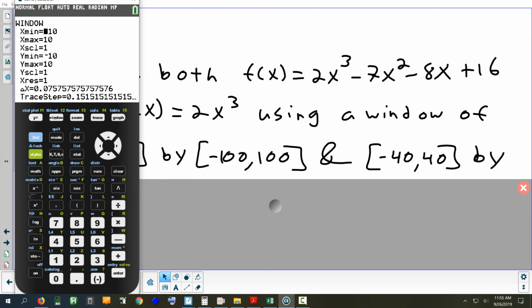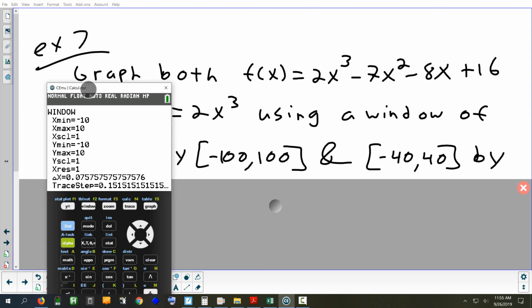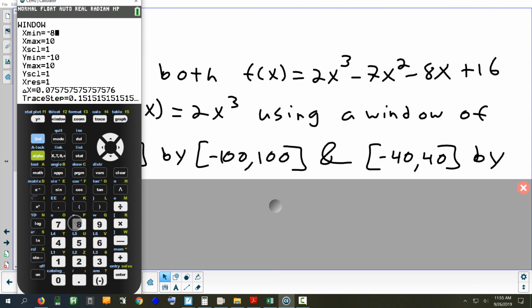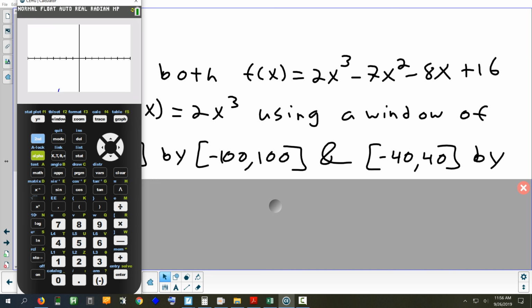Okay, the window is negative 8 to 8 and negative 100 to 100. Now, is negative 8 to 8 a really zoomed out view? No, that's a really zoomed in view. So when we look at this, they're probably not going to look that similar because we're zoomed so far in. Do those look the same? No, they're not really the same.